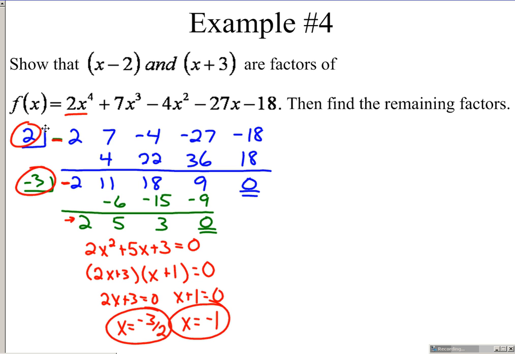If you were asked to find the solutions, you would be done. In this case, we were asked to find the remaining factors. Well, the remaining factors are 2x plus 3 and x plus 1.